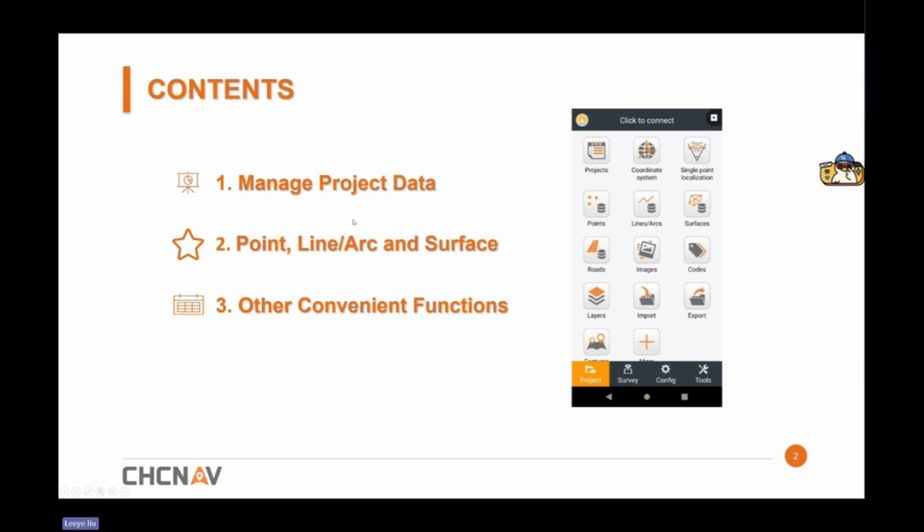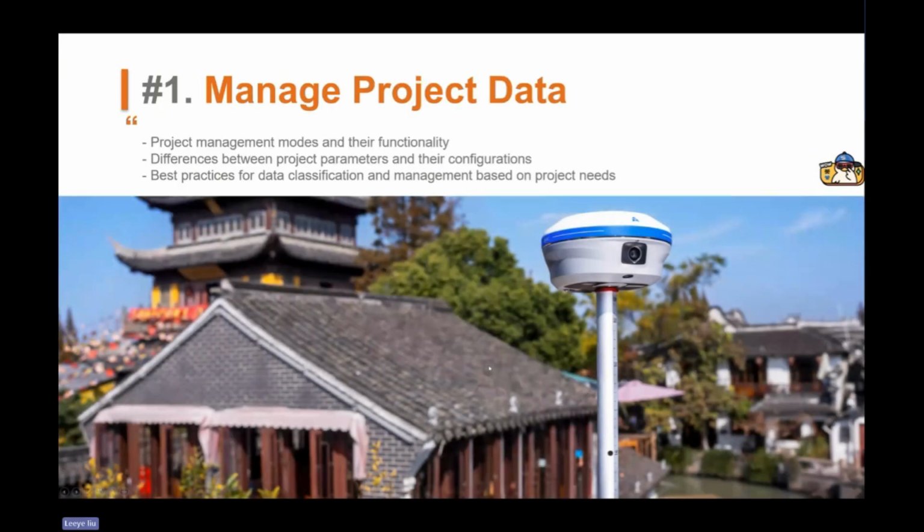The first one is managing project data. The second one is point, line, and surface. The third one is the other convenient functions. And we move to the first part, managing project data.